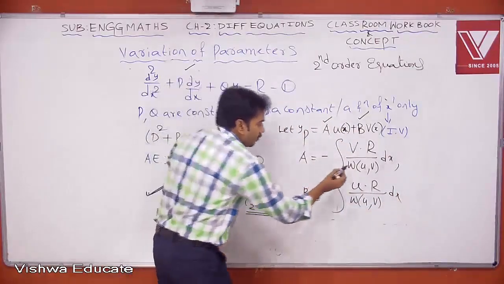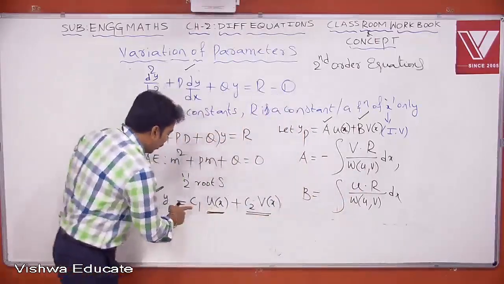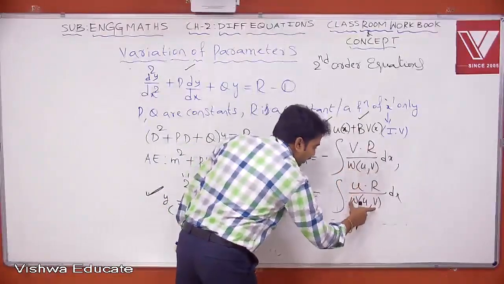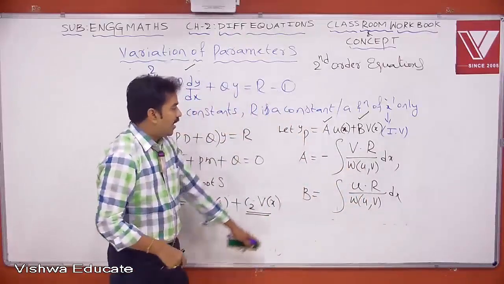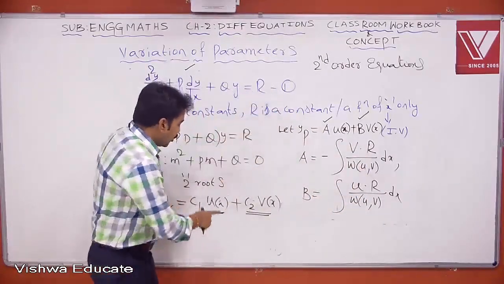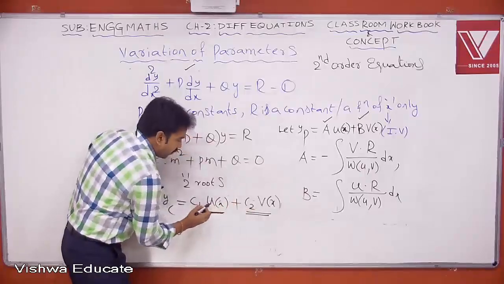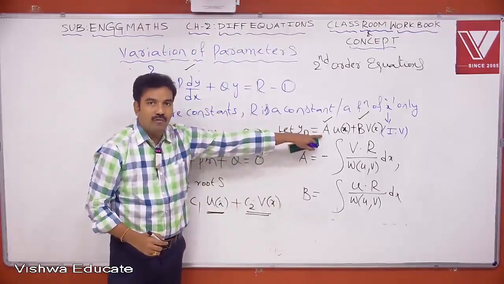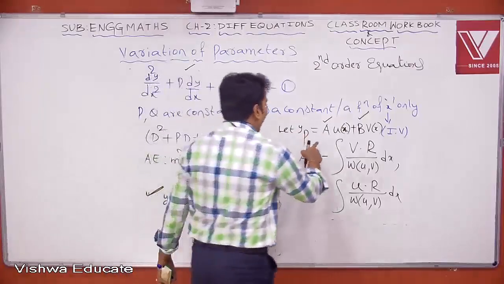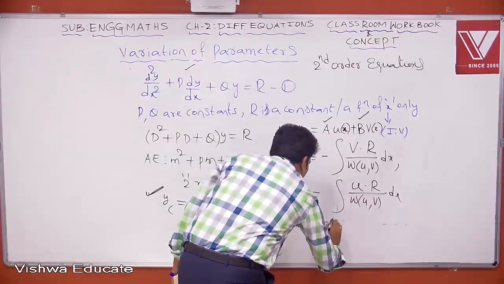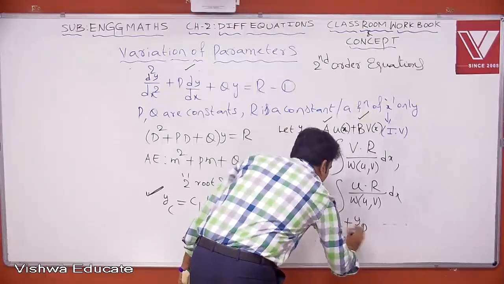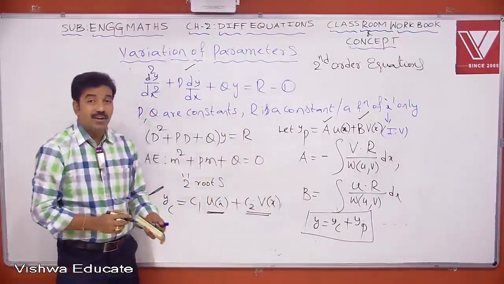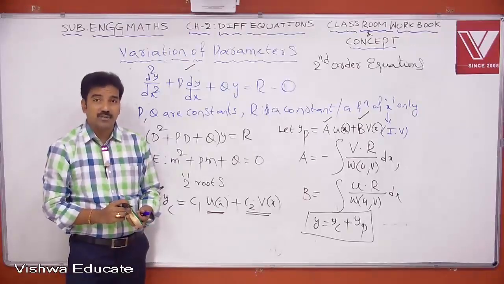This U and this V are part of YC. Therefore, you need to find the Wronskian of U comma V and write this in place of the denominator. R is this R, U is this and V is this value. By finding the A value and B value, you can substitute here and you will get the value of YP. Once you get the YP value, the general solution is given by Y equal to YC plus YP. In this manner, you can handle any second order linear differential equation with constant coefficients.